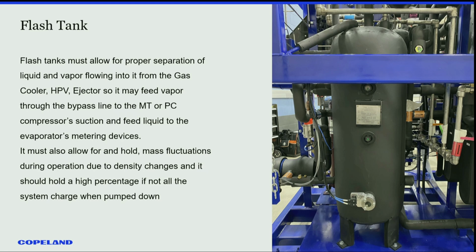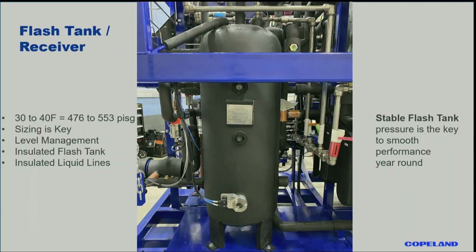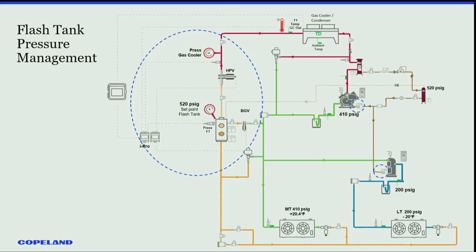And the connections at the top, you don't want them too low because you don't want liquid coming out the side. You want to pull vapor off the top to send to the compressors. There's a lot going on. And of course it's insulated because it's sitting at 36 degrees. So stable flash tank is really important.